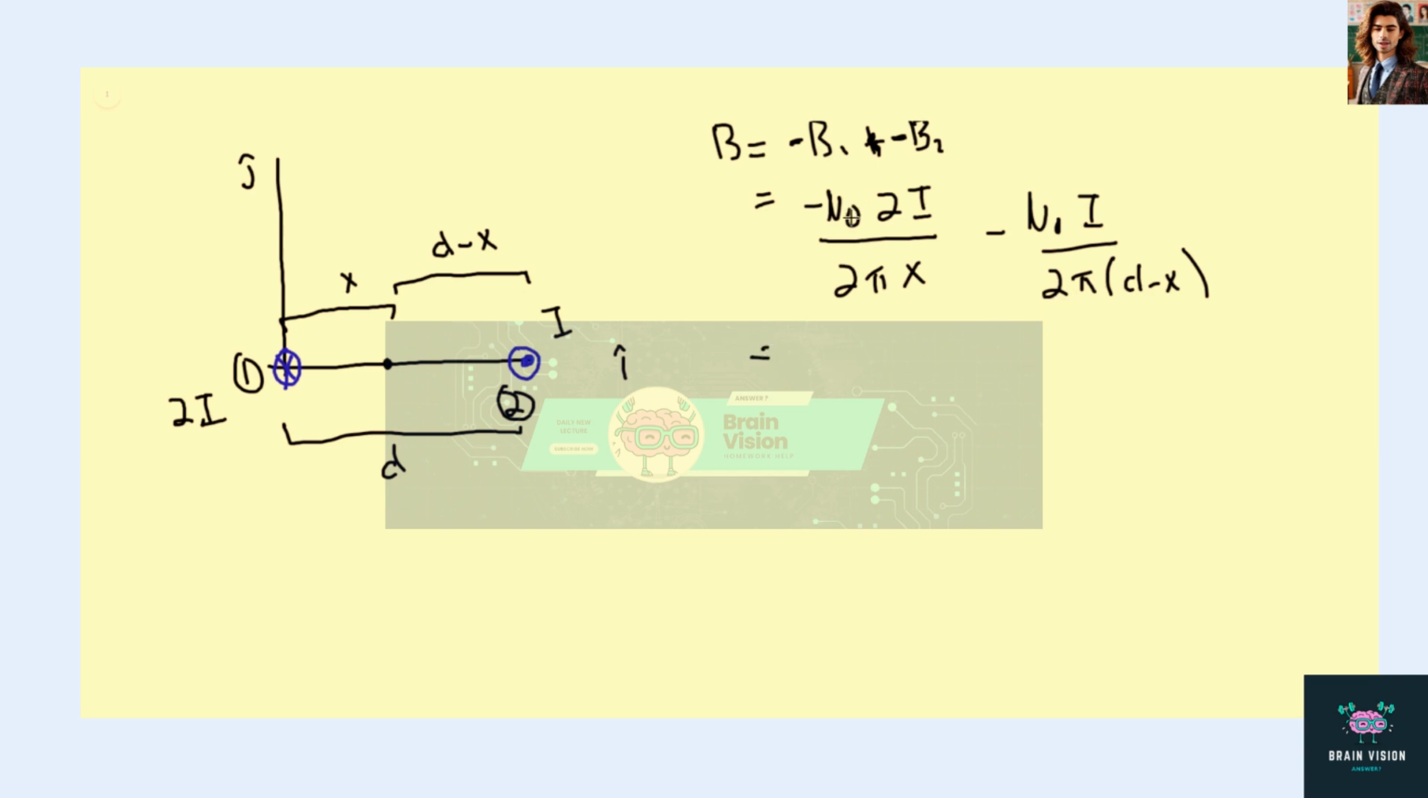We can factor out the mu naught, the pi and the I. So we could write this as negative mu naught I over 2 pi, times 2 over x plus 1 over d minus x. And for the direction, we know this is in the vertical direction, and it's also going to be pointing downwards. Since we have this negative sign here already, that means we want to say this is just in the j-hat direction. So it'll be some negative value in the positive j-hat direction, so overall in the negative j-hat direction.